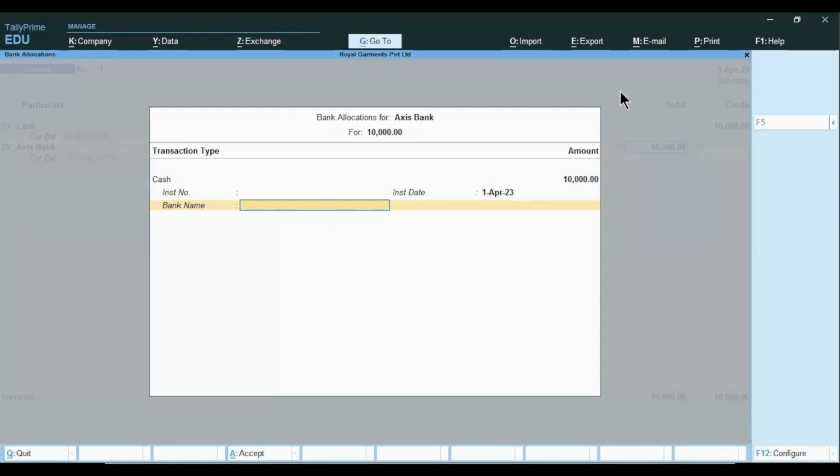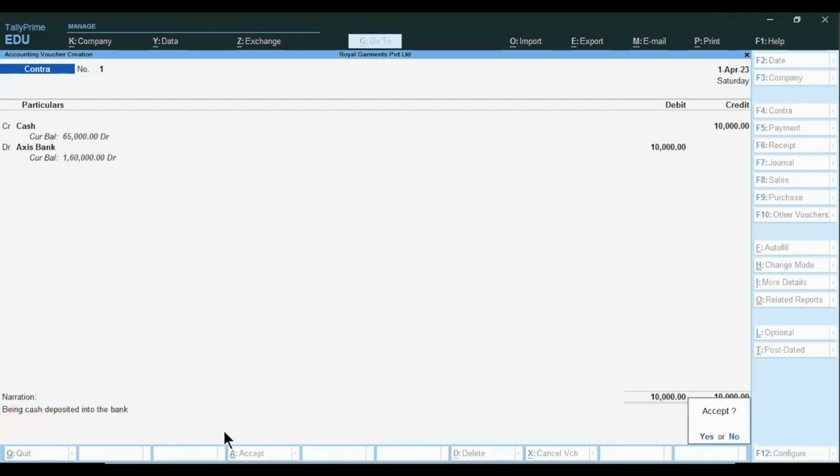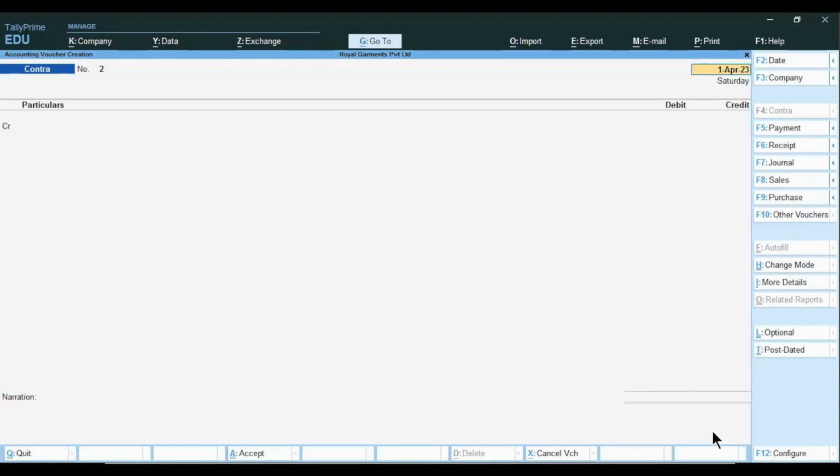Enter and press enter. Bank name is Axis Bank. Enter, and at the end we need to put narration. Narration is always important. So the narration is cash deposited into the bank, and press enter. Press accept. Y for acceptance. Yes. So this is how we can enter the contra entry.